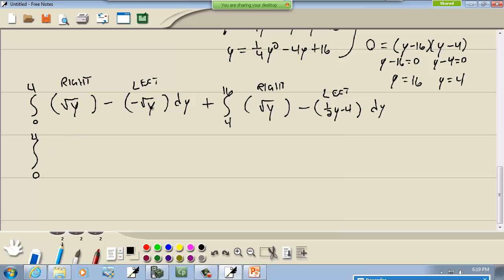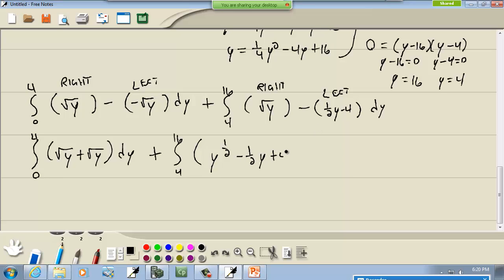So we got square root of y minus minus becomes a plus. So square root of y plus square root of y, dy. And over here, I'm going to rewrite that as y to the 1/2. And that negative flips the sign of everything in parentheses, so that's minus 1/2 y plus 4, dy. And then square root of y plus square root of y is 2 square root of y. Specifically, it'll be 2y to the 1/2, because we want it in that form to easily find the integral.